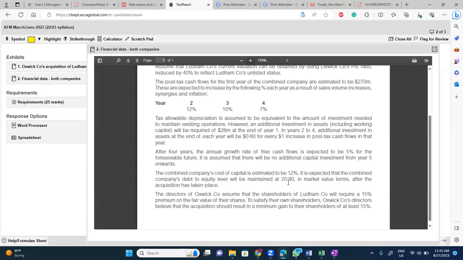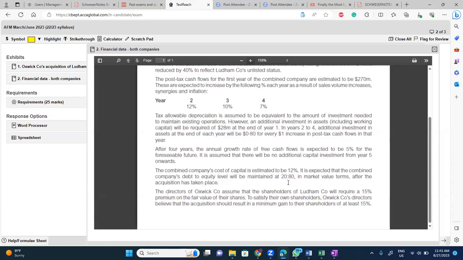After 4 years, the annual growth rate of the free cash flow is 5%. It is assumed that there will be no additional capital investment from year 5 on. Combined company cost of capital is 12%. It is expected that the combined company debt equity ratio is 20:80 in terms of market value. The director of Oxwick company assumed that shareholders of Ludum company will require a 15% premium on the fair value of their shares. To satisfy their own shareholders, Oxwick company directors believe the acquisition should result in a minimum gain to their shareholders of at least 15%. So the gain should be at least 15%.